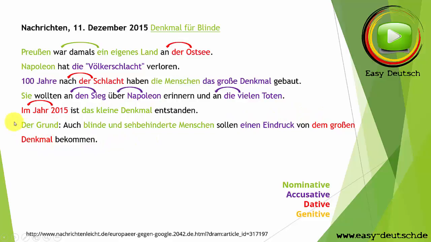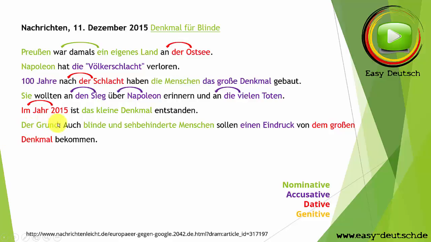Der Grund is nominative case because we have no sentence. That's just the word itself. It's not connected to something else, to a verb. So it is nominative case because it's no sentence. We use the base form.